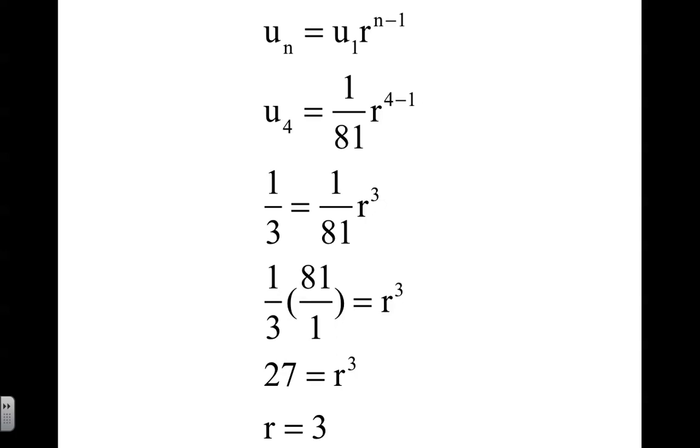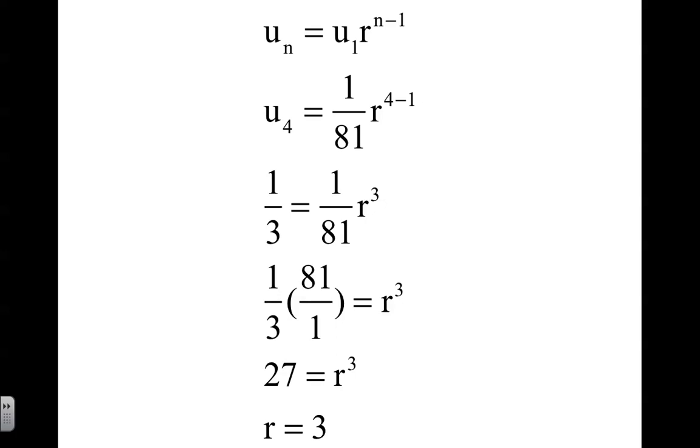Then simply we can isolate r to the power of 3 by multiplying both sides by 81, so we can get 27 equals r to the power of 3, and therefore r equals positive 3. Because for r equals negative 3, we would have gotten an answer of negative 27.